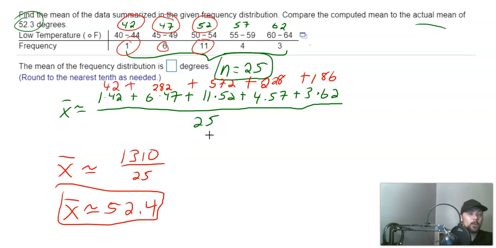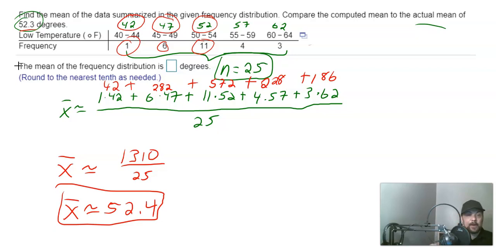So you have to divide by the total number of data values, which you can get by adding up the frequencies from the frequency distribution. If you add up all the frequencies, you get 25. That's how many data values there are here altogether. So we divide by 25. We get 52.4, which is really, really close to the actual mean. So I think there's no debate this time. It's just exactly about where it should be.